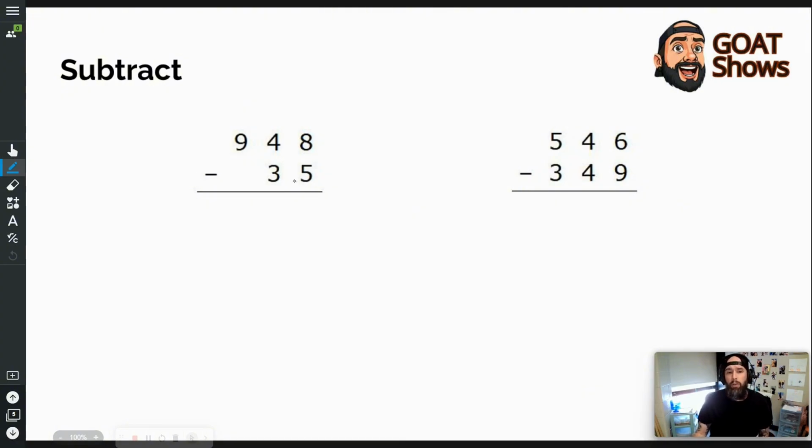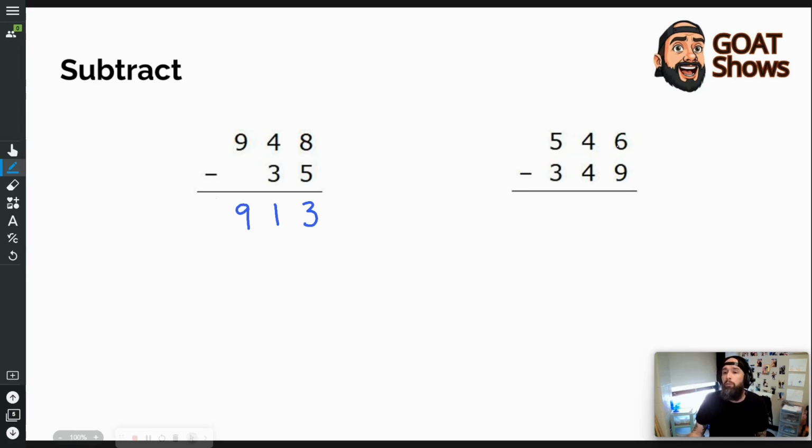948 minus 35. Go all the way to the right. 8 minus 5 is 3. 4 minus 3 is 1. And 9 minus nothing is 9. We didn't have to borrow. Not every single problem is going to be borrowing. I mean, you saw that in my last video. None of them had borrowing. This one didn't either. That makes life a whole lot easier.